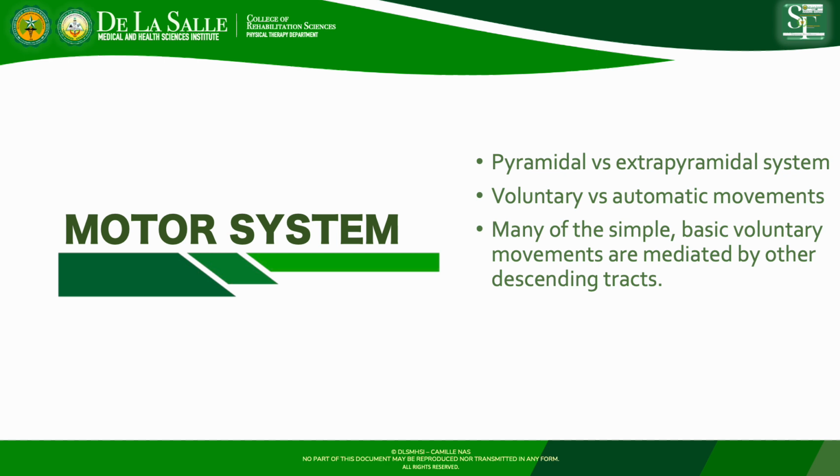Now, when we say pyramidal system, this includes the two descending tracts, which are the corticospinal tract and the corticobulbar tract. Again, those are the only tracts under the pyramidal system, and they are called the pyramids because they are the only tracts that will project in the pyramids of the medulla. That's the only reason why they are named that way. Again, it's only the corticospinal tract and the corticobulbar tract.